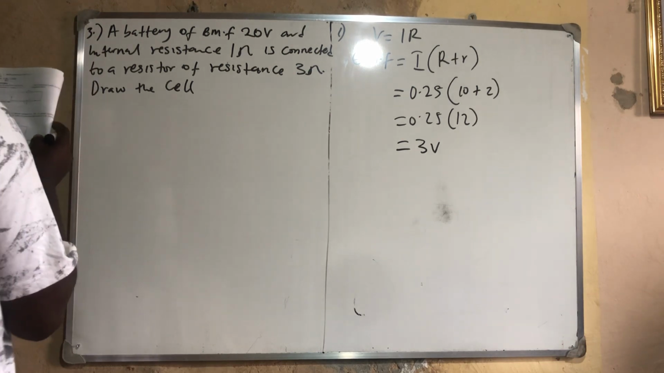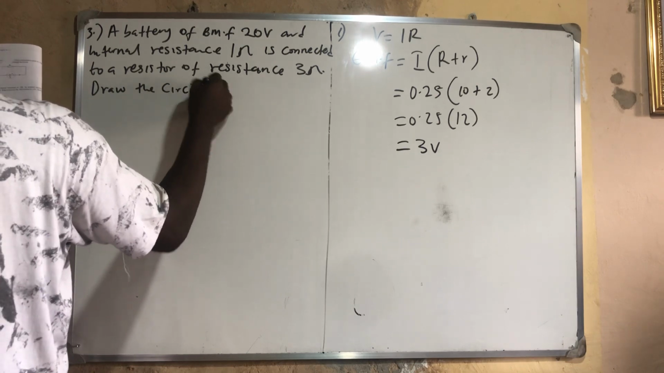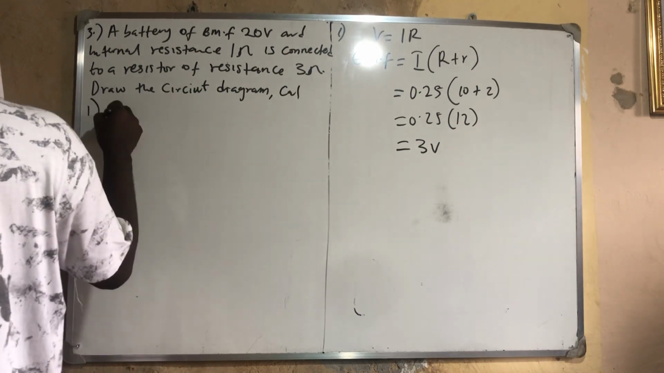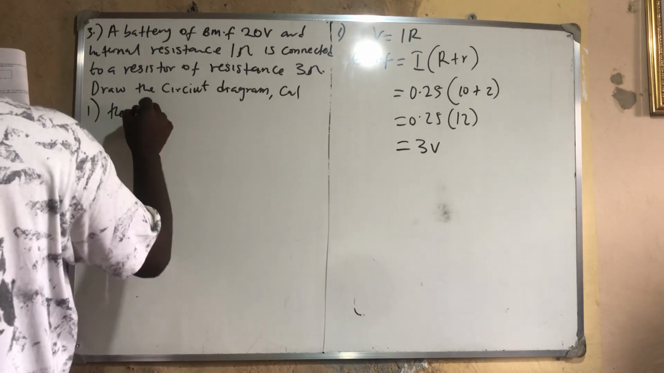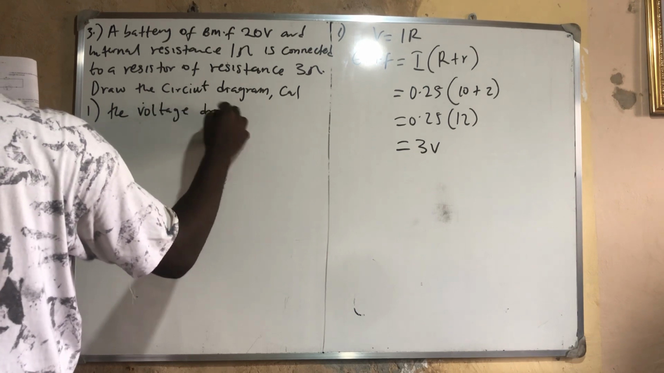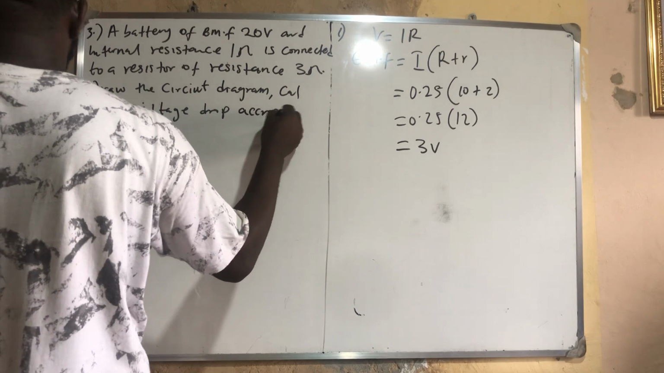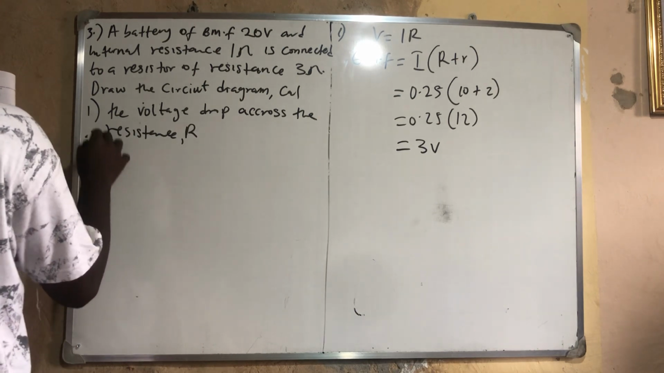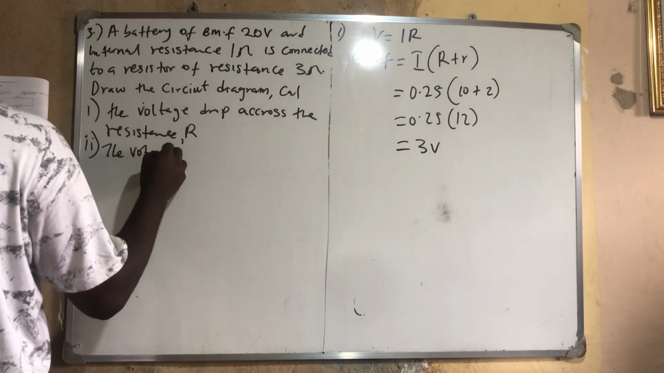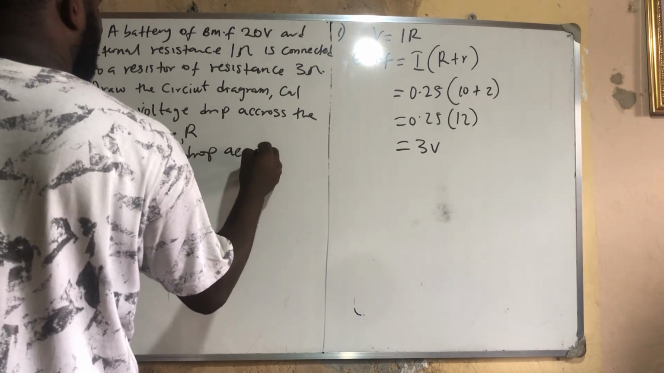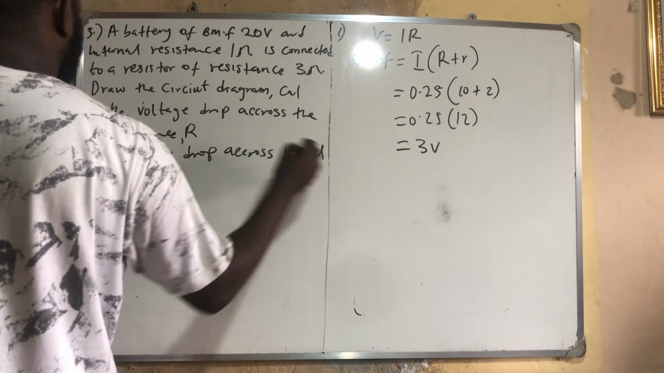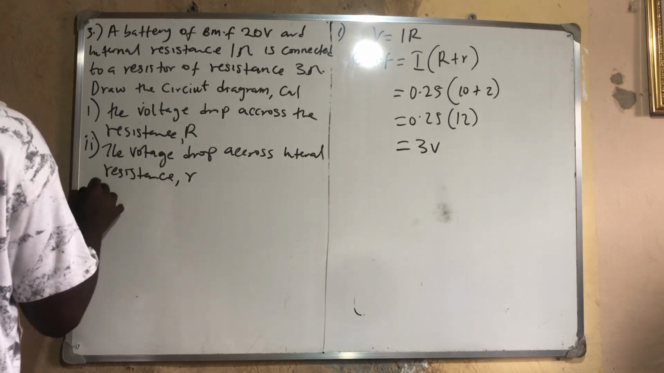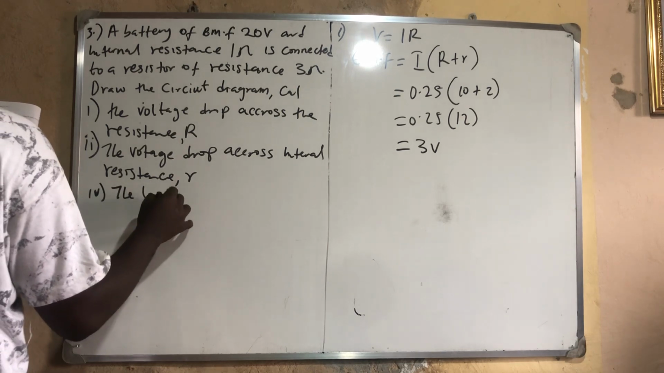Okay, then they say draw the circuit diagram of the arrangement, and then calculate (i) the voltage drop across the resistance big R, (ii) the voltage drop across the internal resistance small r, then (iv) the lost volts.